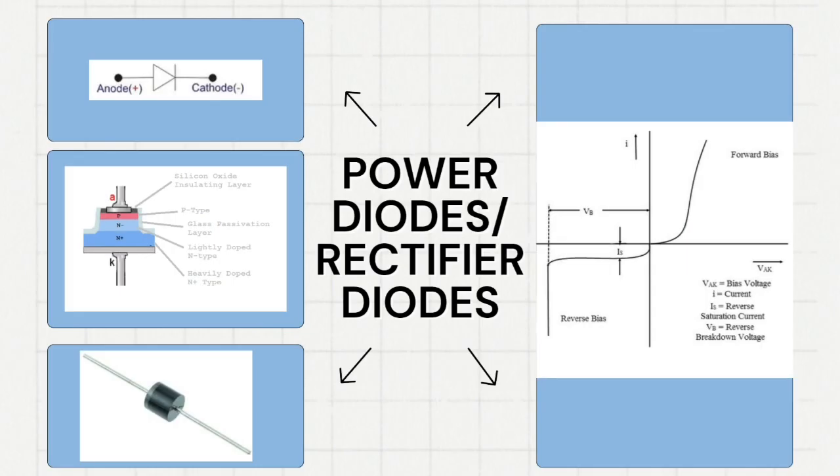The next diodes are the power diodes or rectifier diodes. Semiconductor diodes intended for rectification are called power diodes. This functions as a one-way electrical valve because they are diodes. Large p-n junction areas are part of the design of the power diodes. They can thus withstand high reverse voltage and high forward current.